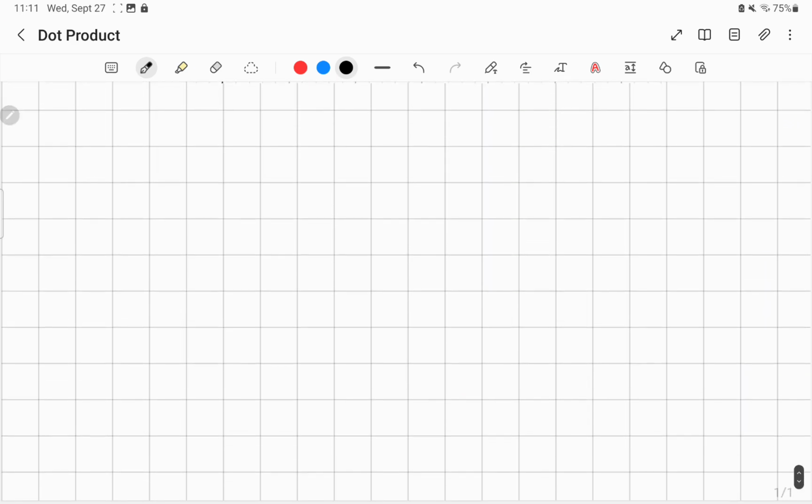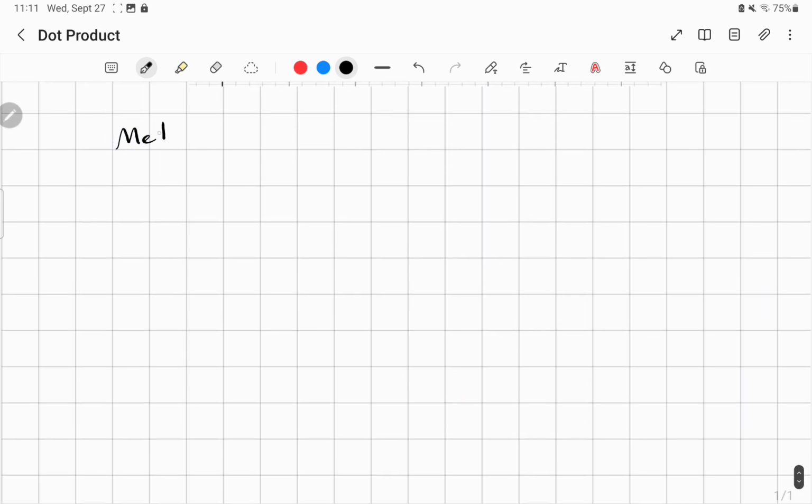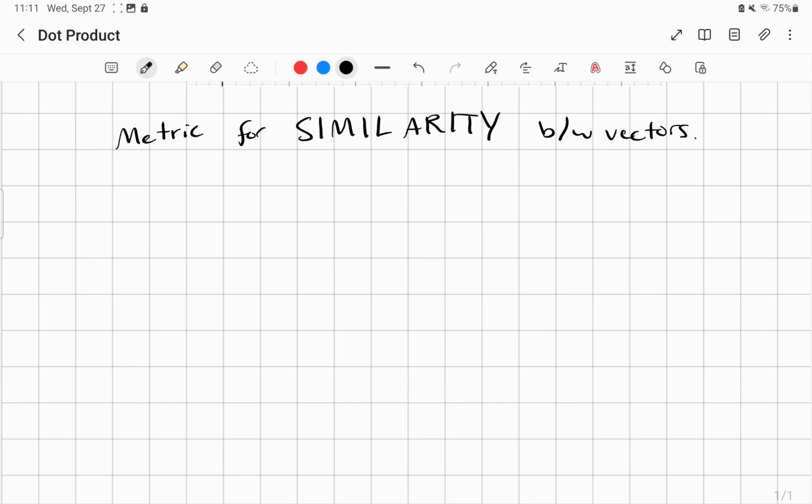Fundamentally, what we're doing is we're coming up with a metric for similarity between vectors. We want to see how similar two vectors are to each other. Another way we could go about deriving this is using projection, okay? And in order to illustrate that, I'd like to show you guys a quick animation.